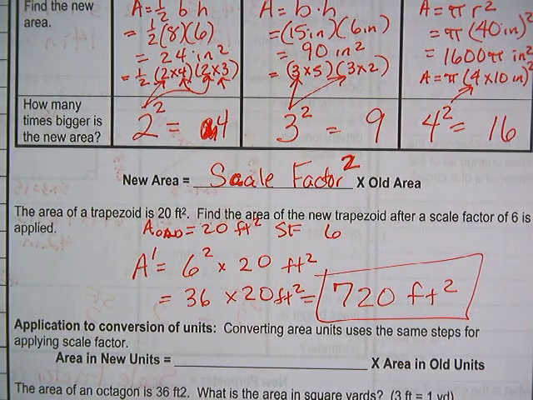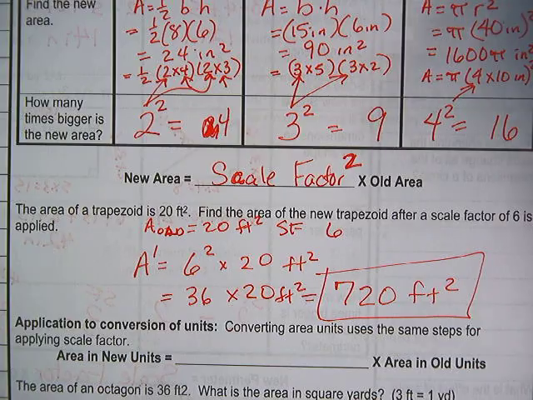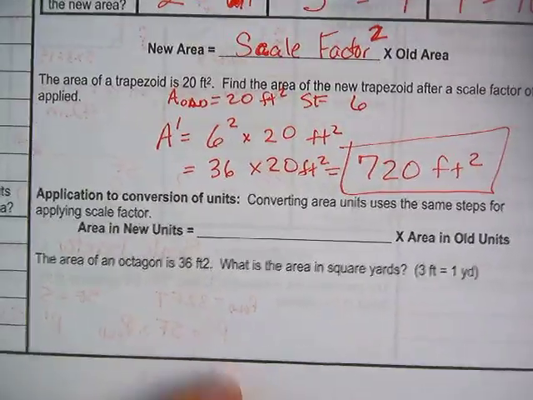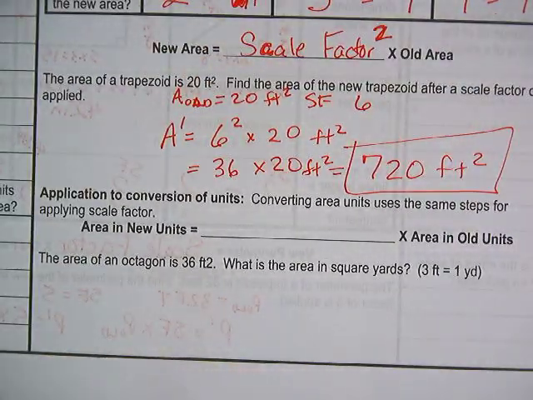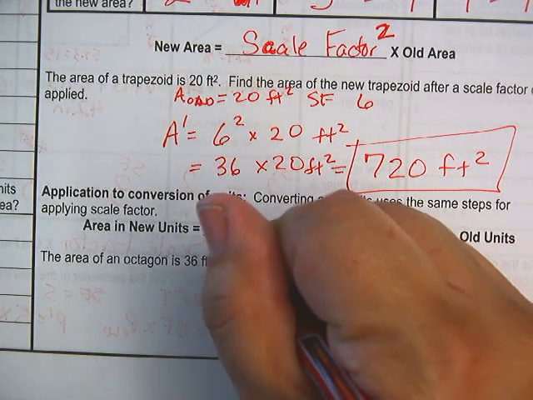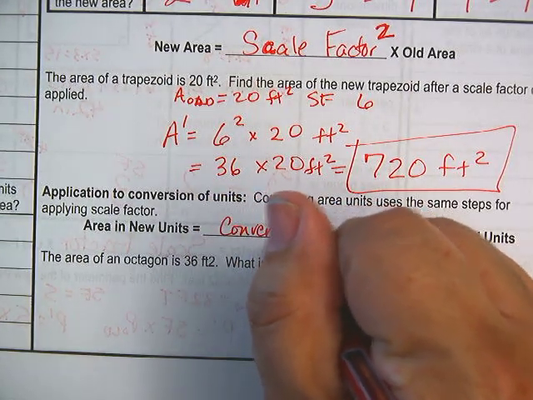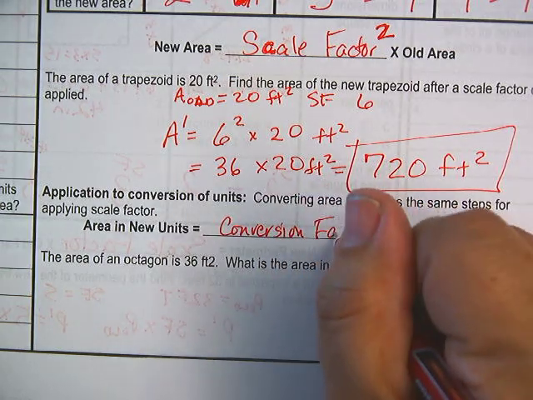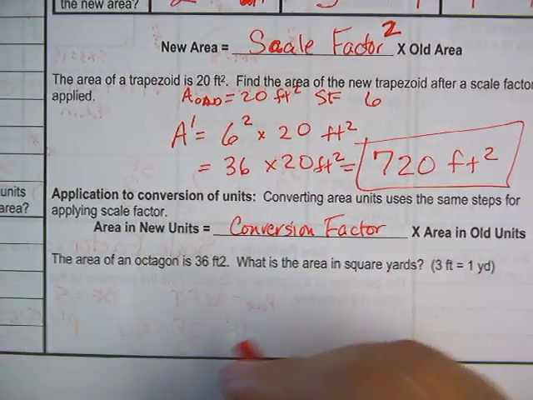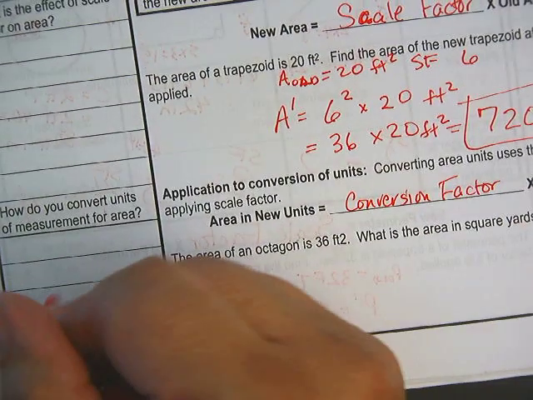By the way, the feet squared were there already. Let's be good on our units. All right? Now, here's an interesting thing on conversions. If I'm doing old units to new units, first of all, we need to create a conversion factor.